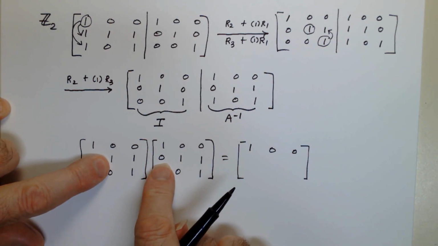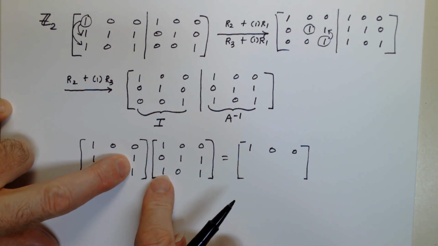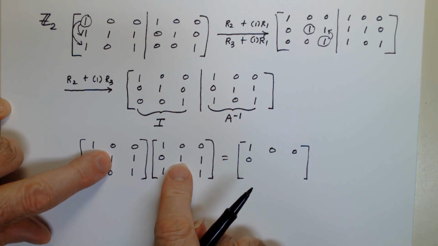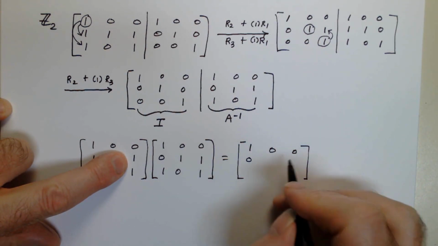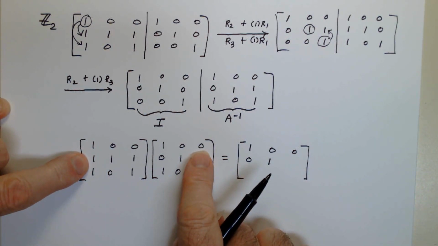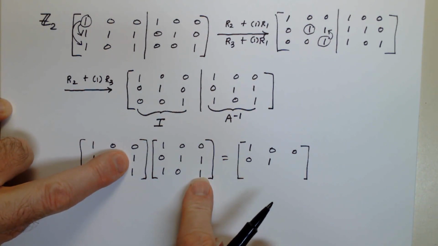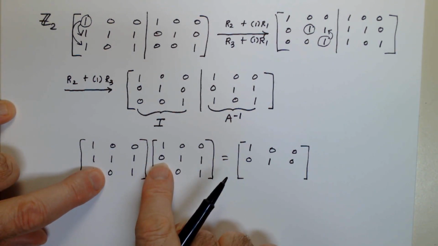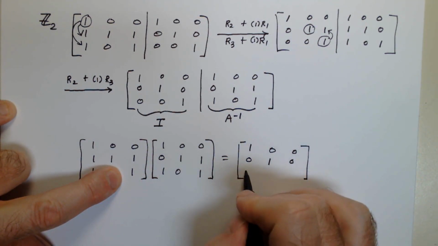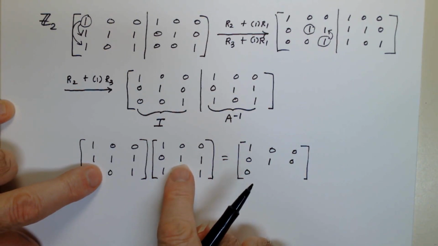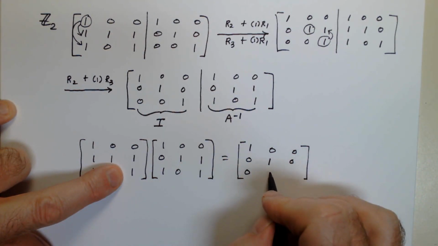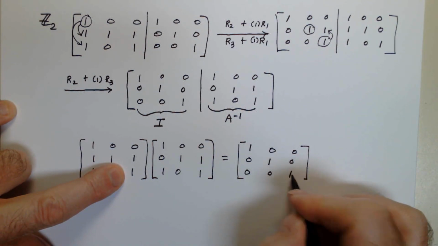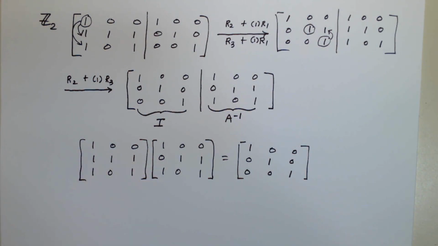1 plus 0 plus 1. Well, 1 plus 1 is 0 in Z2. 0, 1 plus 1 plus 0, so that's a 1. 0, 1, 1. 1 plus 1 is 0. 1 plus 0 plus 1. 1 plus 1 is 0. 0, 0, 0. And finally, 0 plus 0 plus 1 is 1. And we can see that it's doing what an inverse should do.